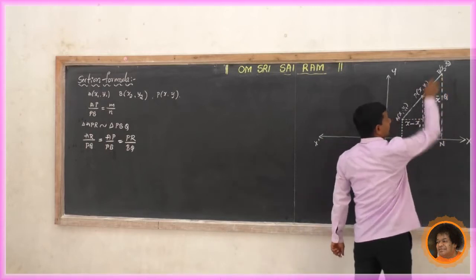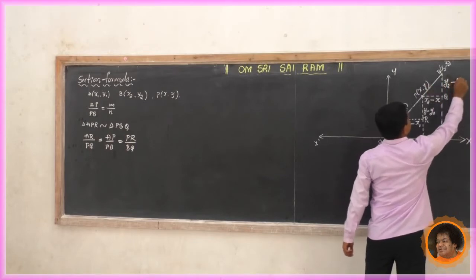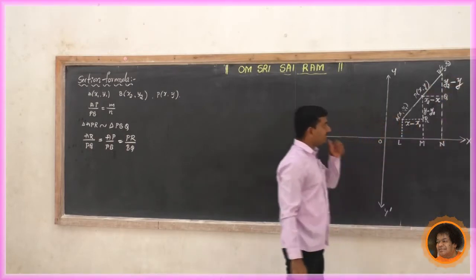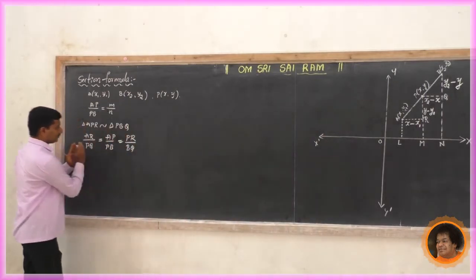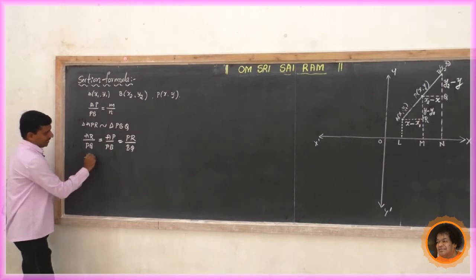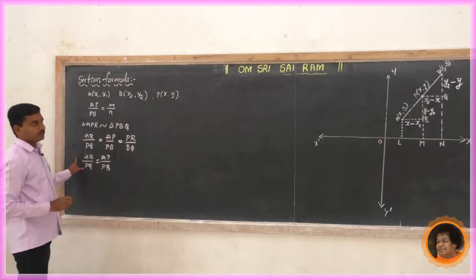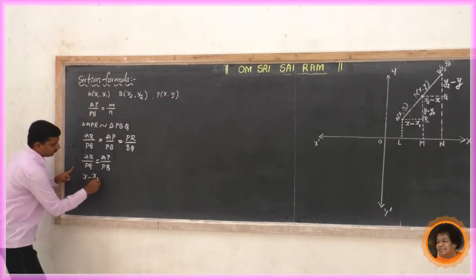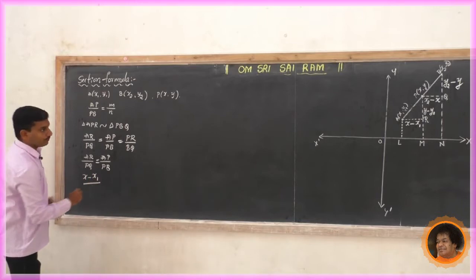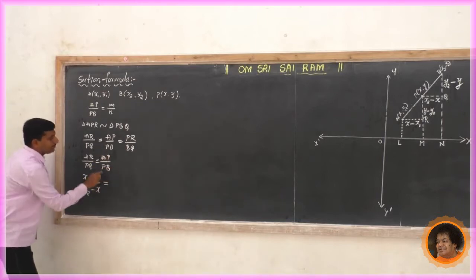Same as what about BQ? BQ value is y2 minus y. So this is the value of BQ. Now substitute the value. Let us consider the corresponding sides. First one, AR by PQ equal to AP divided by PB. What is the value of AR? AR is x minus x1, divided by PQ. PQ value is x2 minus x, which is equal to AP by PB.